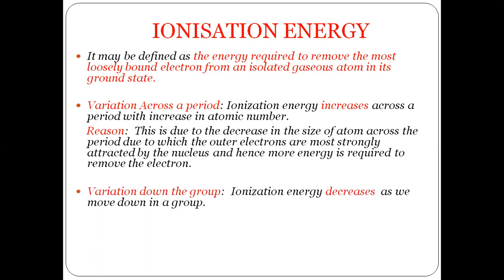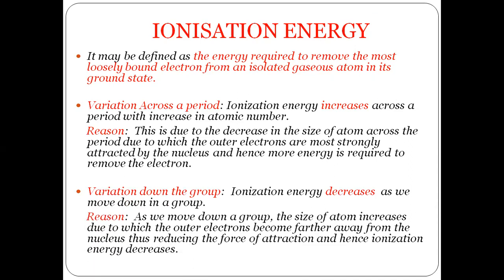Variation down the group, just the opposite case. When you move down the group, size will go on increasing because the principal quantum number is increasing. The shells are being added one by one. So as a result, the nucleus and the outermost electron will be very far. When it is very far, the electrostatic force of attraction will be weak. So removing the electron will become very, very easy. As a result, the ionization energy will decrease. Okay, so important to note that ionization energy increases from left to right and decreases down the group. And the reasons are mentioned.